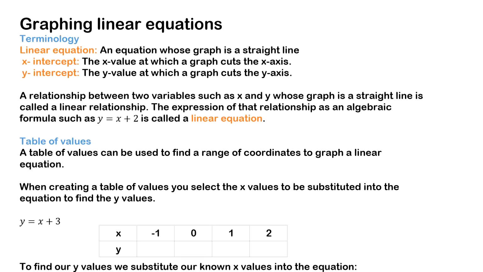A relationship between two variables, such as x and y, whose graph is a straight line, is called a linear relationship. An example of this is y equals x plus 2, and this is known as a linear equation.